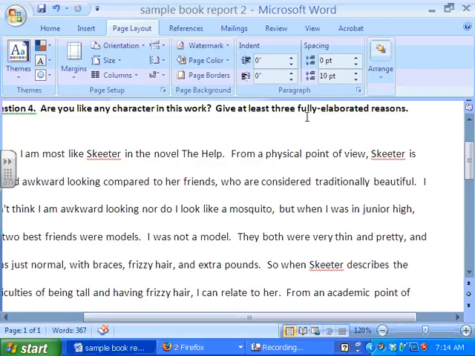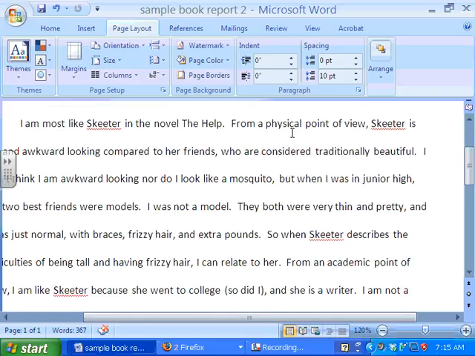Now the directions say give 3 fully elaborated reasons, and sometimes when you're writing it's good to have an idea of what those reasons are going to be, so you have a little map or a plan. For me, I didn't know what I was going to say when I started typing, which is why it took 17 minutes to write my rough draft. So I decided the first and easiest thing to describe was how Skeeter looks. Do I look like Skeeter? Am I physically in any way like her?